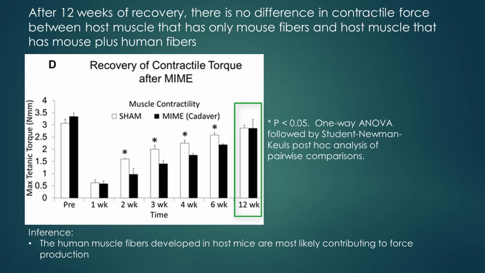Our results also indicate that animals that underwent the MIME procedure recovered contractile function just as well as the animals that underwent a sham procedure. These findings suggest that the human muscle fibers that are present within the mouse are likely contributing to force production.